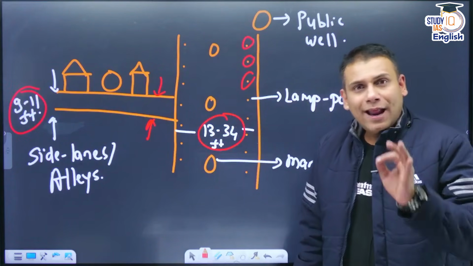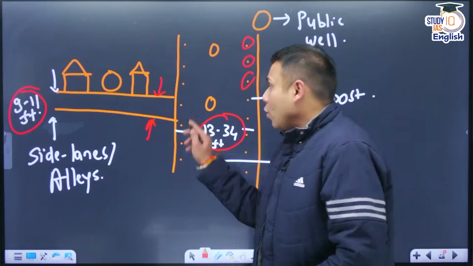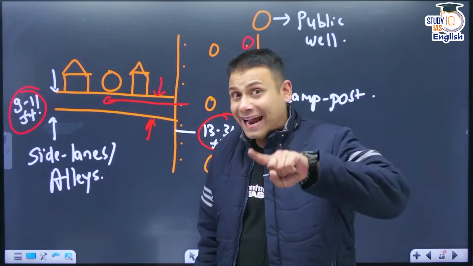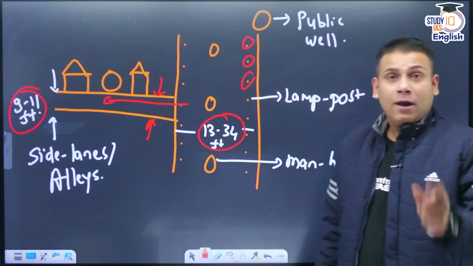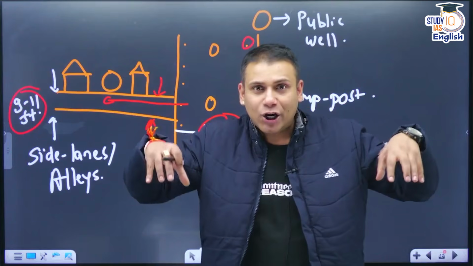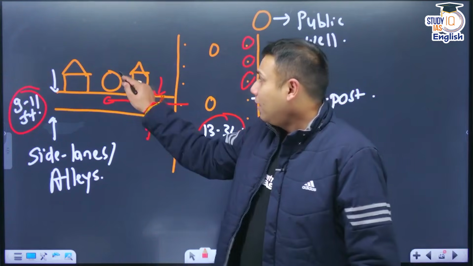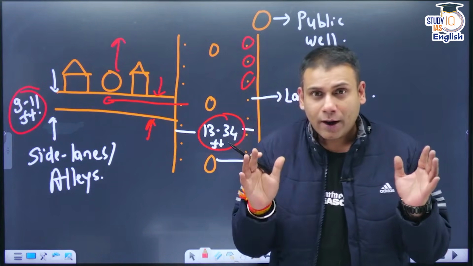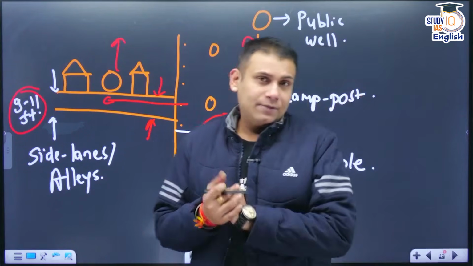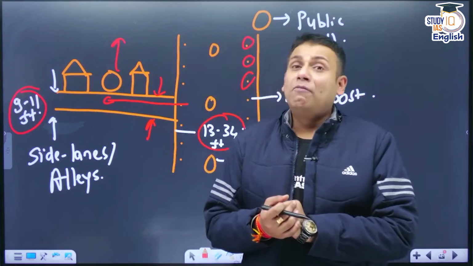Okay? In the Lower Citadel, the houses were located in the side lanes. In the Lower Citadel, I am repeating the point, the well was located between the two houses. And secondly, the well was made up of burnt bricks.